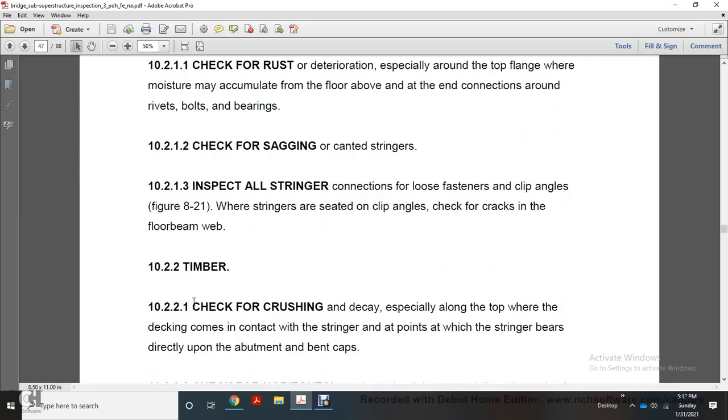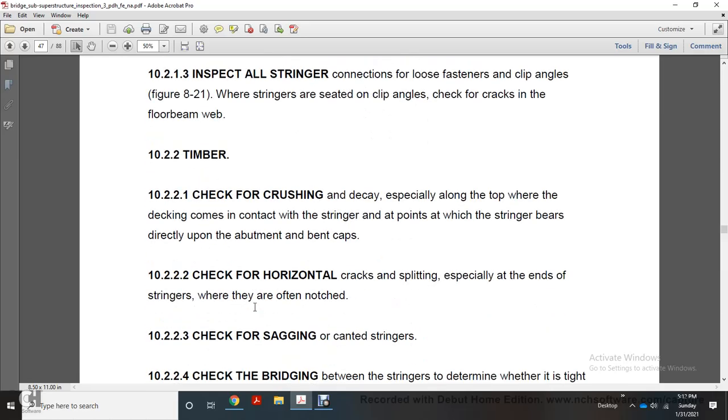Timber: check for crushing and decay, especially along the top where the decking comes in contact with the stringer, at the point where the stringer bears directly on the abutment or bent caps. Check for horizontal cracking, splitting, especially at the ends of stringers that are often notched.